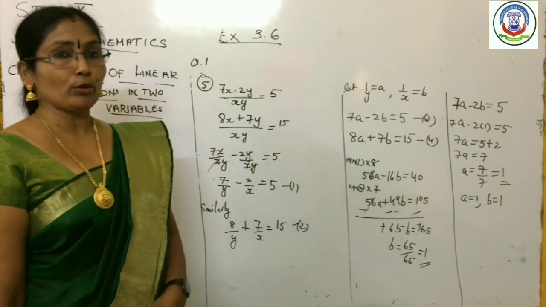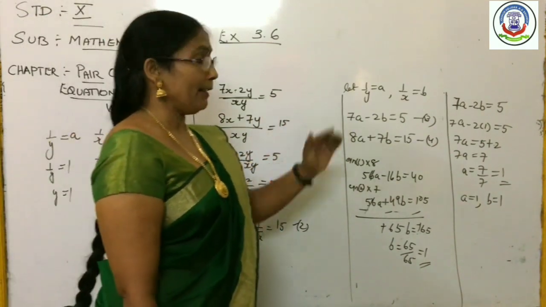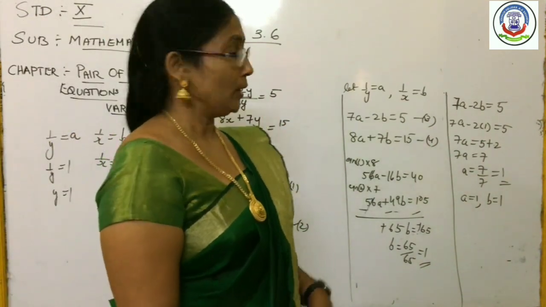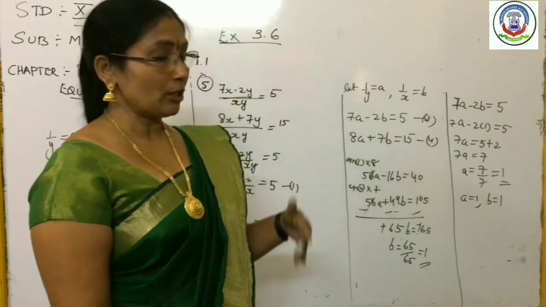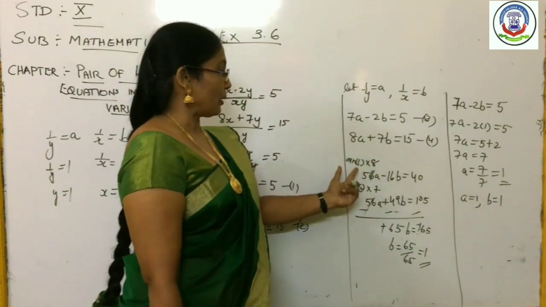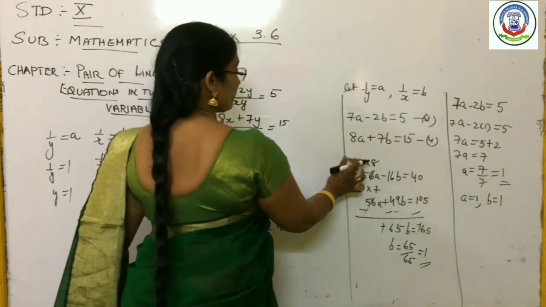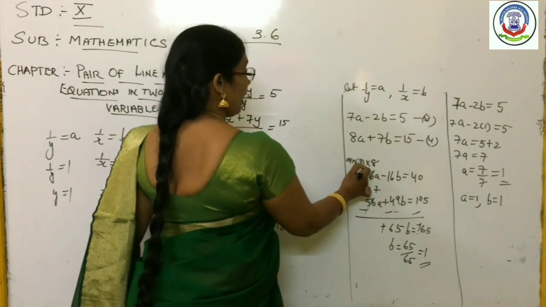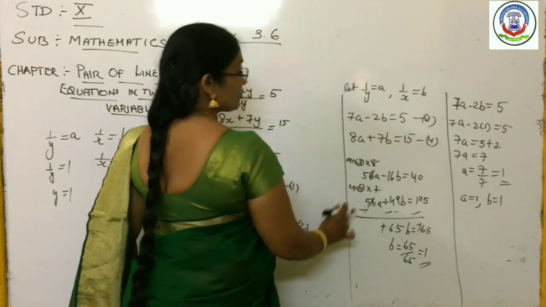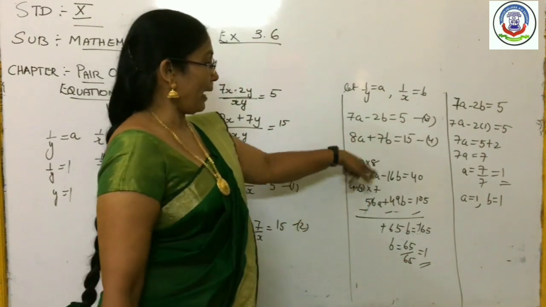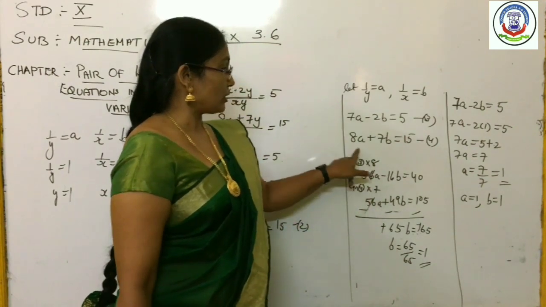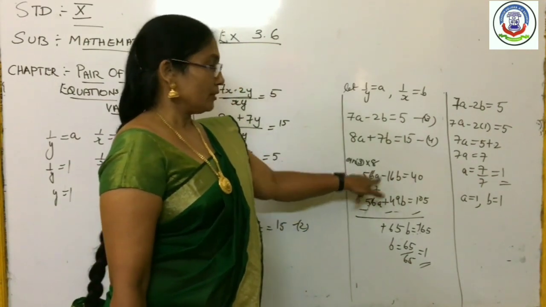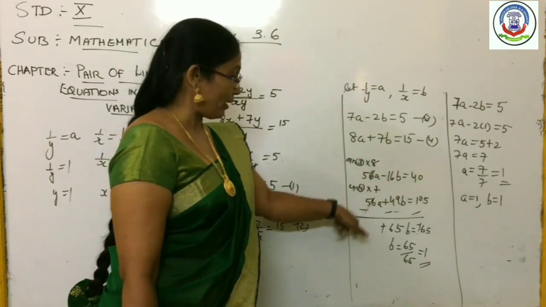Now you have both the equations in linear form. The next step is the elimination method. I have multiplied equation number 3 by 8 and equation number 4 by 7. Equation number 3 into 8, so throughout you are multiplying by 8. Here, throughout this equation, you are multiplying by 4. Then we eliminate these coefficients.